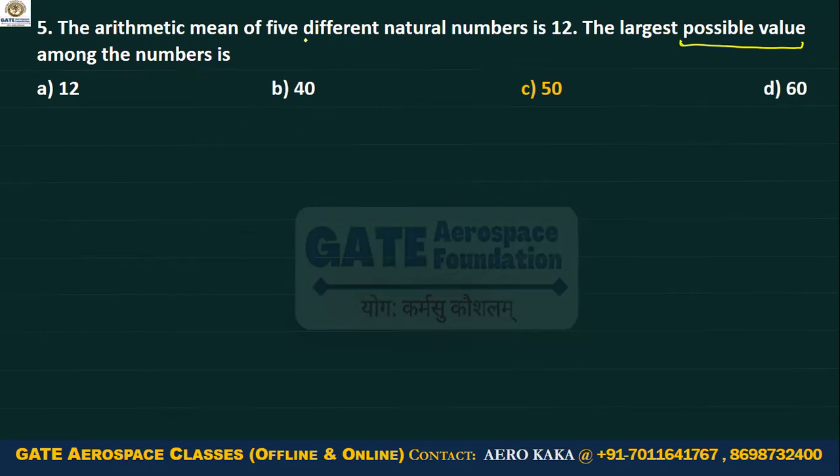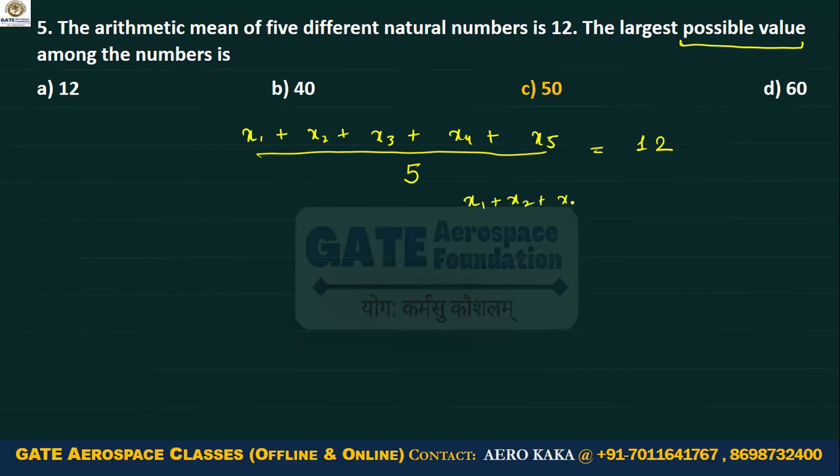So first of all, 5 different natural numbers are there. So I have x1 plus x2 plus x3 plus x4 plus x5. Right. And the mean has been given, so I am going to divide it by 5. And the answer I'm going to get is 12. So if I just take the cross multiplication, I know that x1 plus x2 plus x3 plus x4 plus x5 is equal to 60, because 12 into 5 is 60.